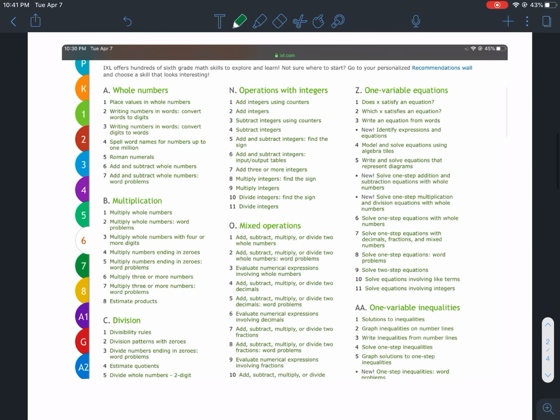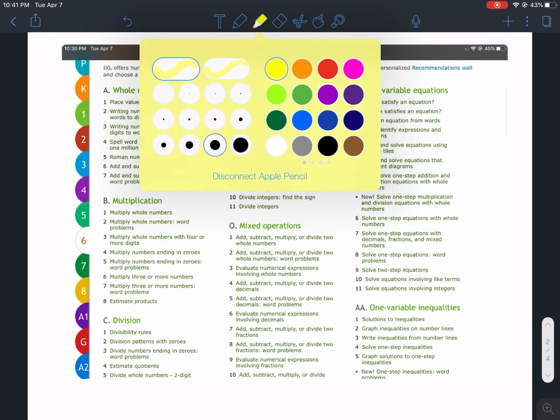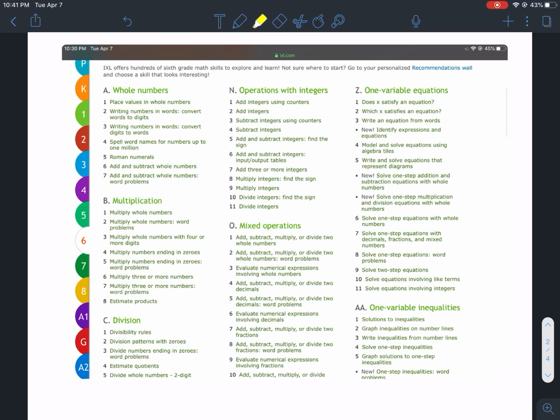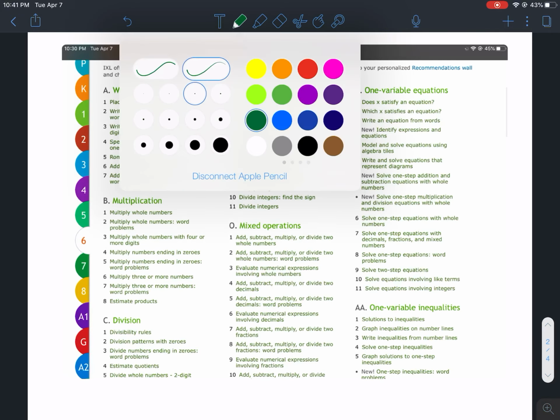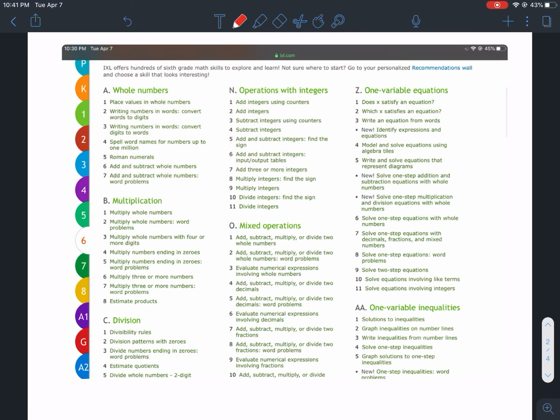Okay, your IXL assignment. It's very similar to yesterday. Okay, yesterday you did this one right here. Let me change my color. Yesterday you did this one. So if you didn't finish that, make sure you finish that. Today you are going to be working on this one right here.